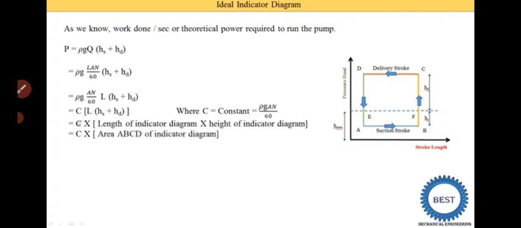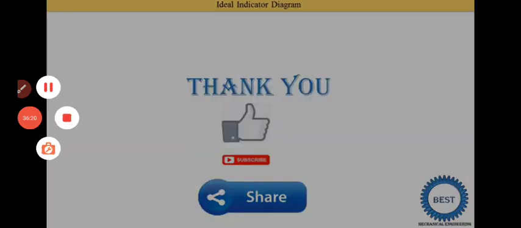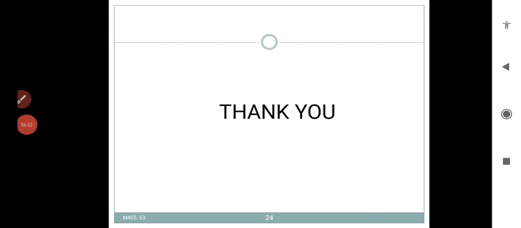That means the constant into, now what is the meaning of this length into height, that indicates the area of ABCD, the indicator diagram. That means P is directly proportional to the area of the indicator diagram. That means the power produced by the pump, what is done by the pump to the water, is proportional to the area of the indicator diagram. Thank you for watching this. I hope all of you understand this class.